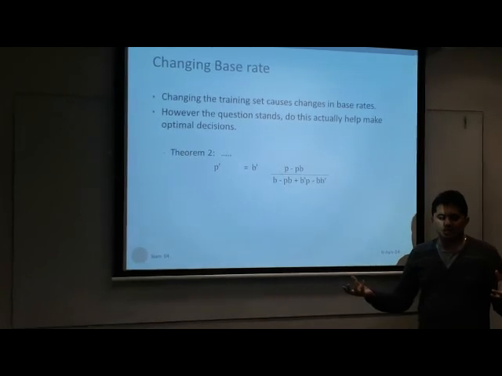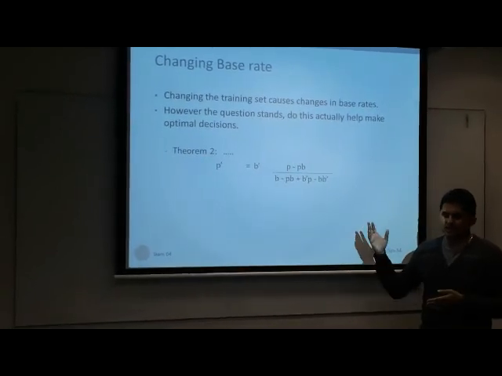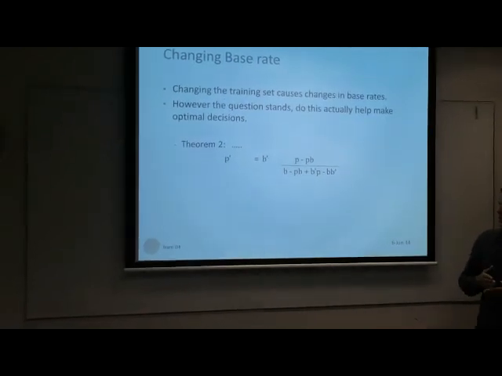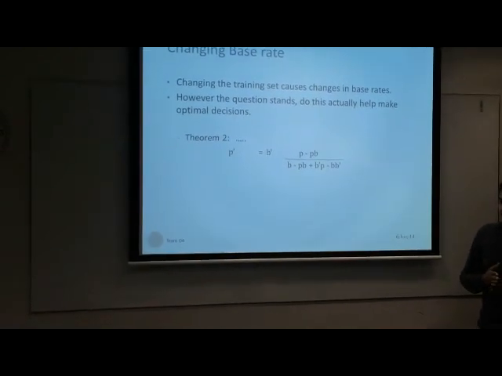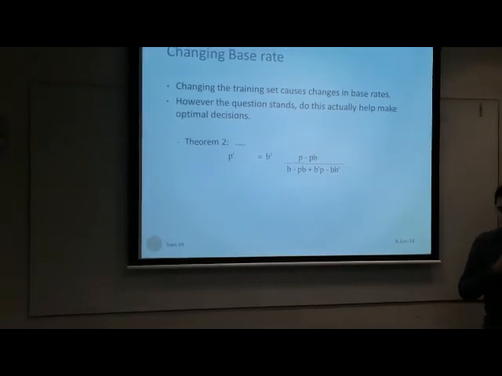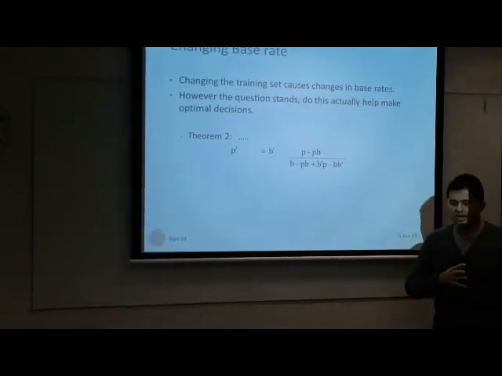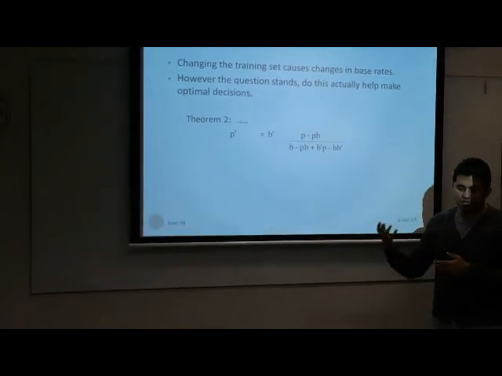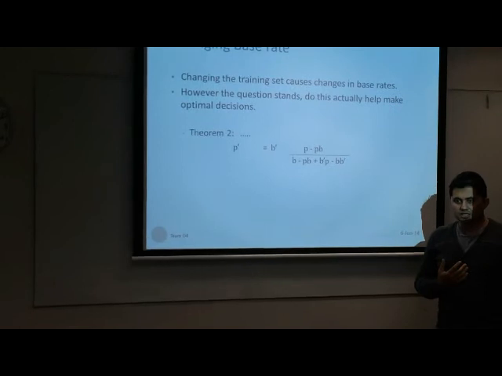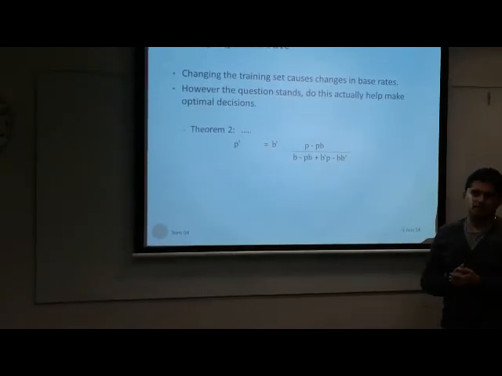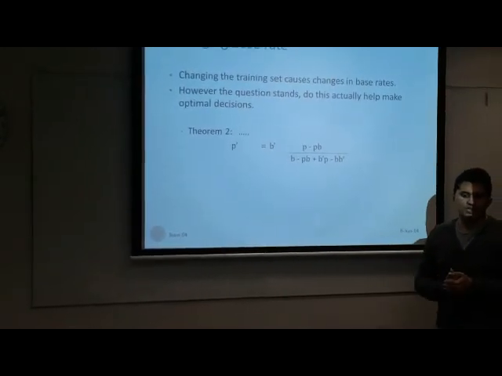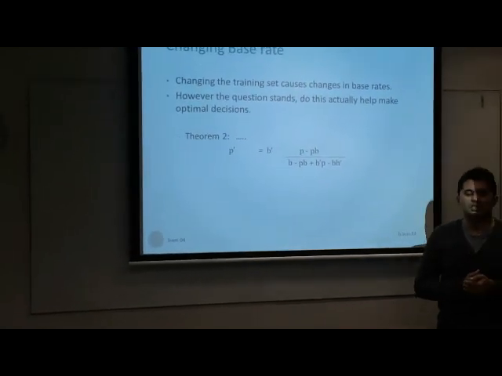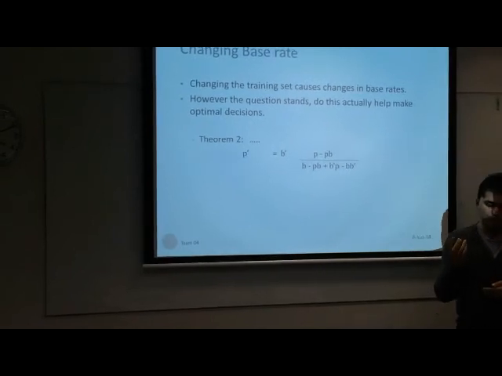Now, using these new base rates, the authors investigate whether changing the training set causes changes in the base rates, and that is expressed by the theorem that you see here, which comprises P, the probability on one set, and P dash. B is the base rate on one set, and B dash is the base rate on the changed training set. However, the question remains, and that will be discussed in the conclusion, whether this actually helps to make optimal decisions.